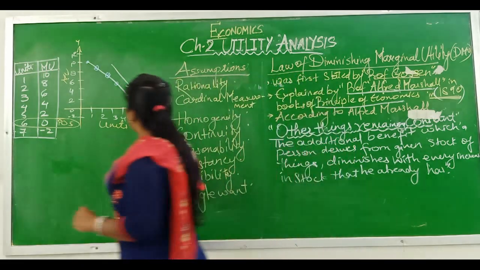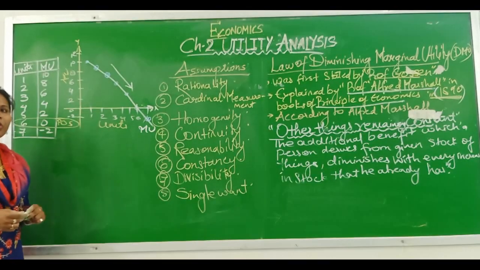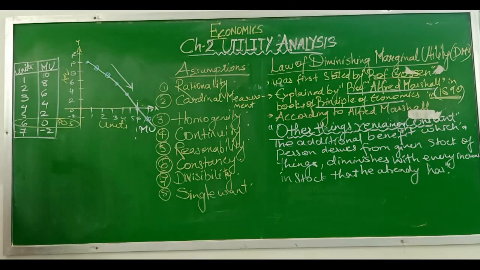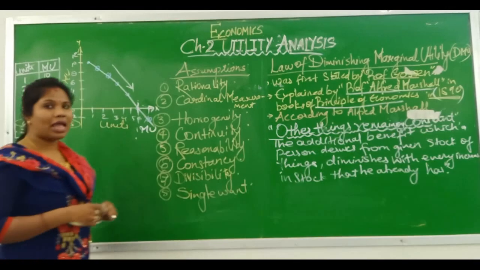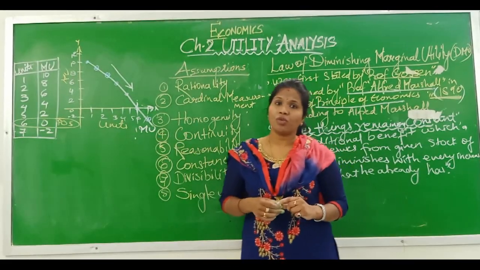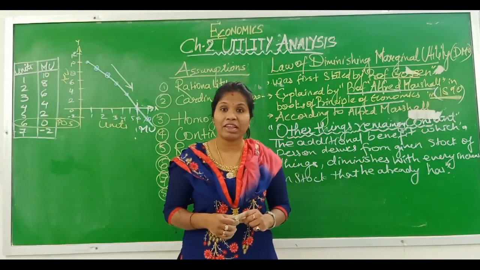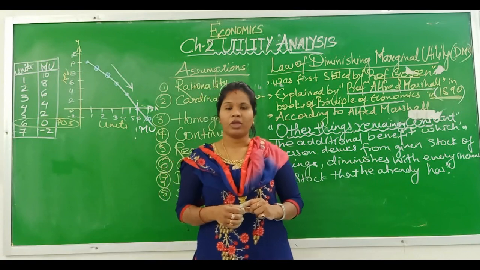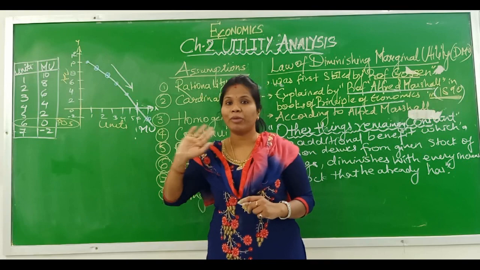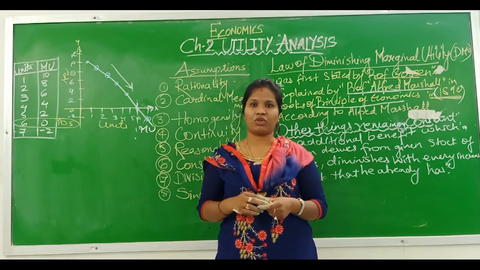At unit 6 it is touching the x-axis because it is 0 and that point is said to be the point of satiety. That means the consumer is fully satisfied. After that it will decline. It will become negative. That means the consumer is dissatisfied. Before this topic we discussed the relationship between MU and TU. If you remove TU from the relationship between MU and TU, it will be the graph and schedule for your law of diminishing marginal utility.